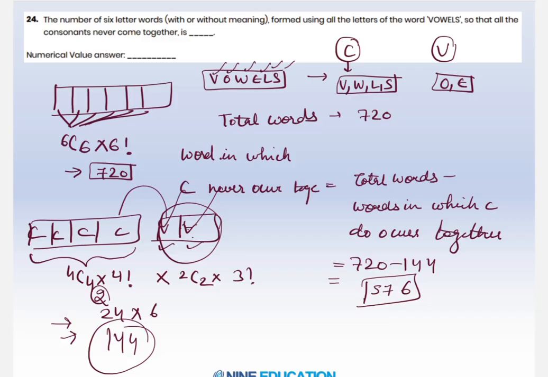Again, let me explain what we did here. We want the consonants to occur together in this particular case. If consonants occur together, take the whole box of consonants as one entity and the vowels as different entities. Now all 3 can arrange themselves in 3 factorial ways, and the consonants can arrange themselves in 4 factorial ways. We chose 4 consonants out of 4 and 2 vowels out of 2. That is the total in which consonants occur together. Since we want them not to occur together, we subtracted. So 576 is the final answer.